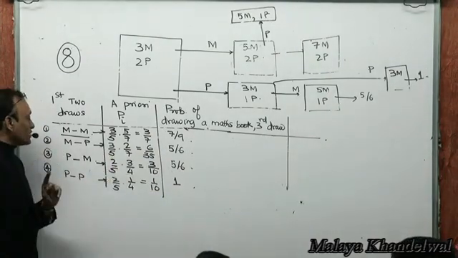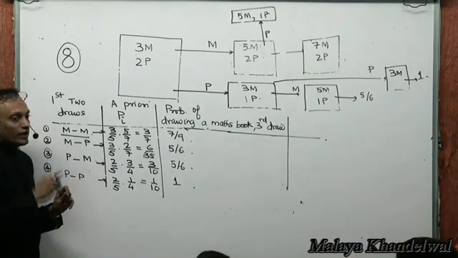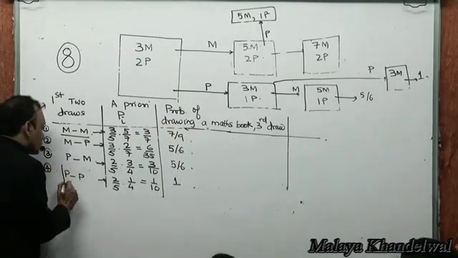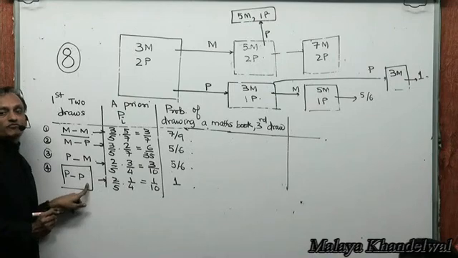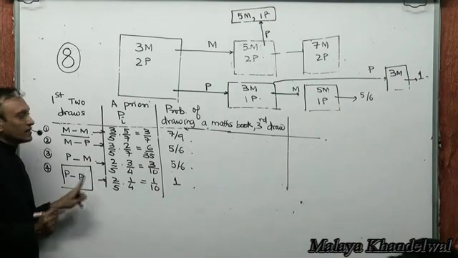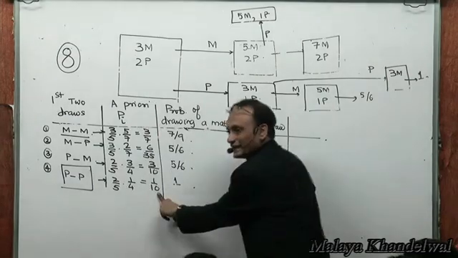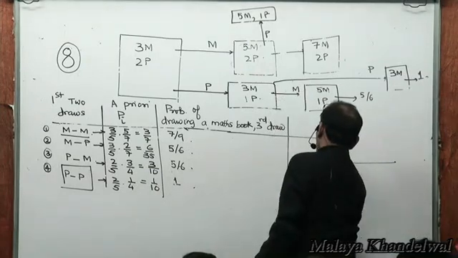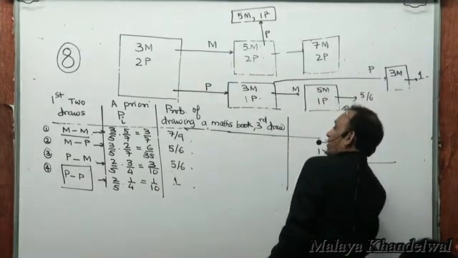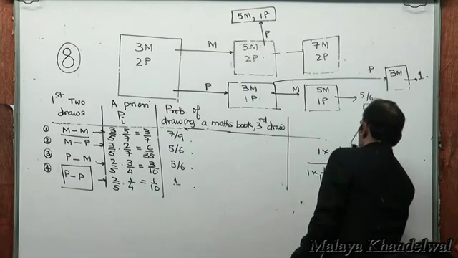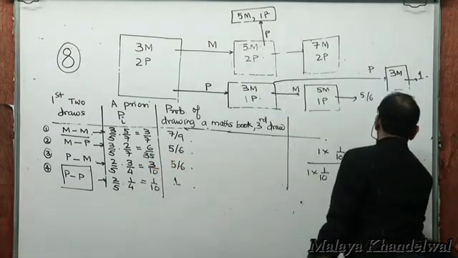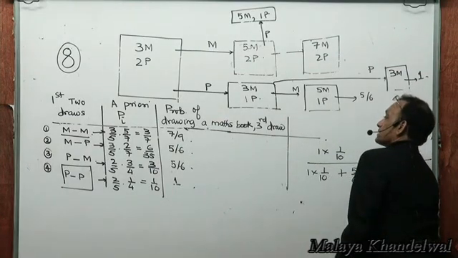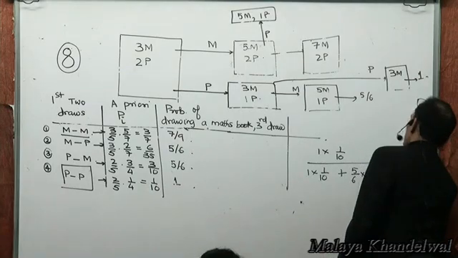causes. Now what am I trying to find? I'm trying to find that if finally a maths book was drawn, that means this was the event in the third draw, what was the possibility that this was the cause? That means the first two draws were physics. All that I need to do is 1 into 1 by 10 divided by 1 into 1 by 10 plus 5 by 6 into 3 by 10 plus 5 by 6 into 6 by 35 plus 7 by 9 into 3 by 7.